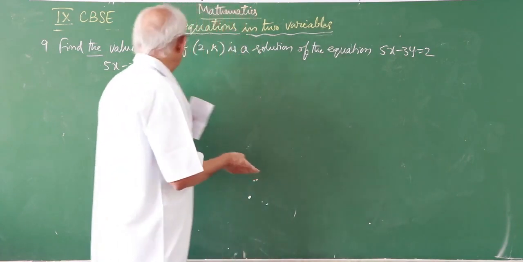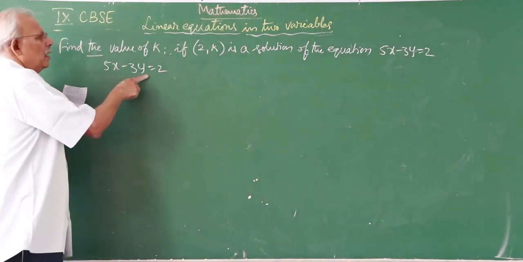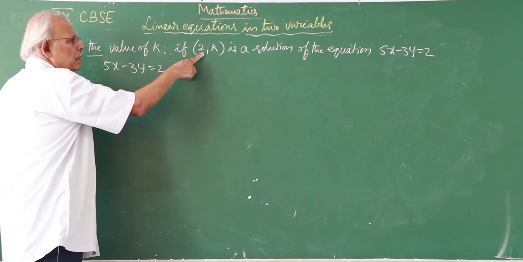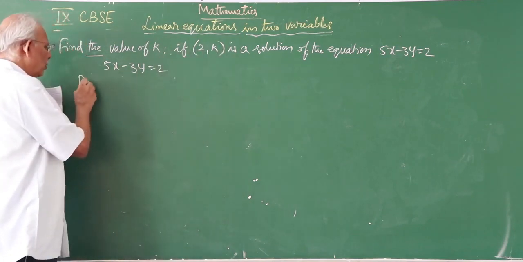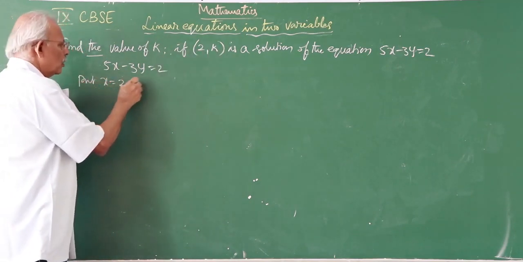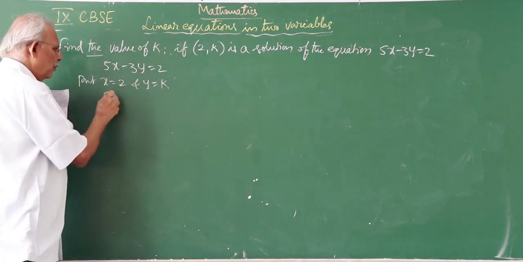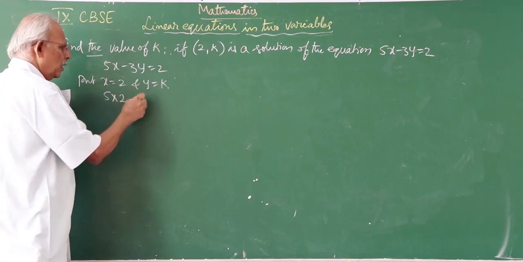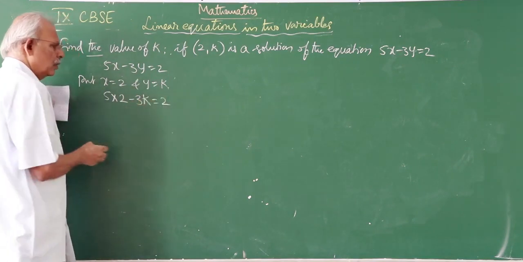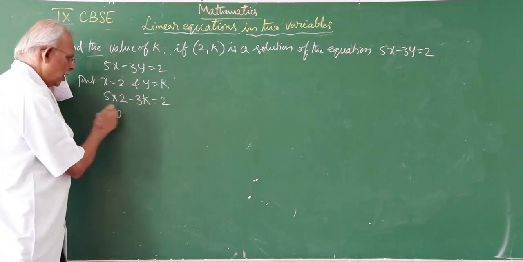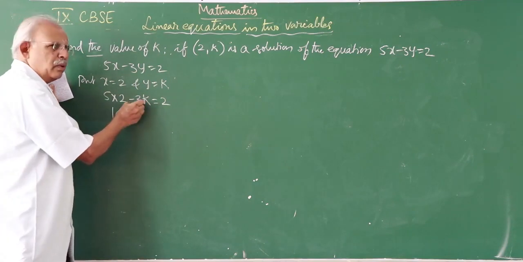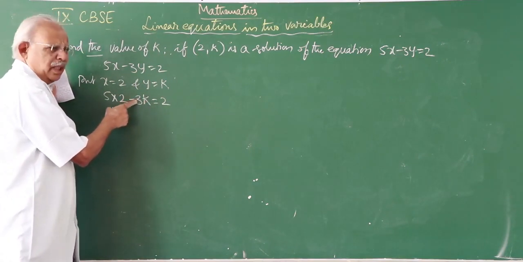So look here, 5x minus 3y equals 2. This is x and this is y. Put x equals 2 and y equals k. Now 5 into 2 minus 3, y means k, equals 2. Now 5 twos are 10. You are required to find the value of k. Therefore, it has got minus.